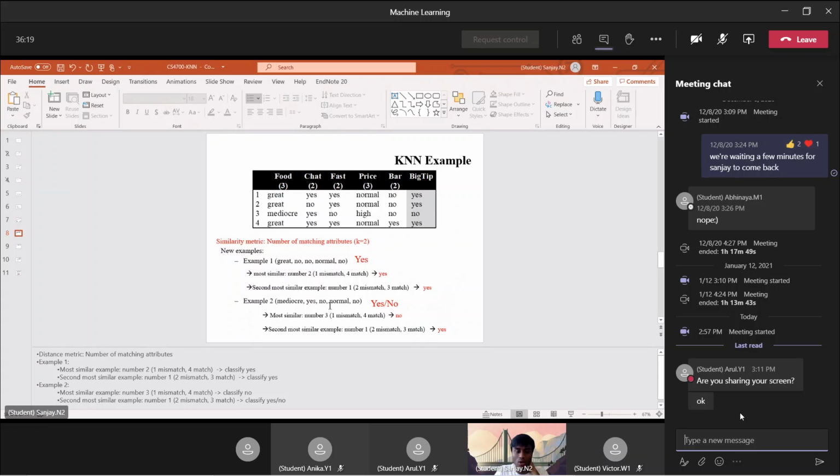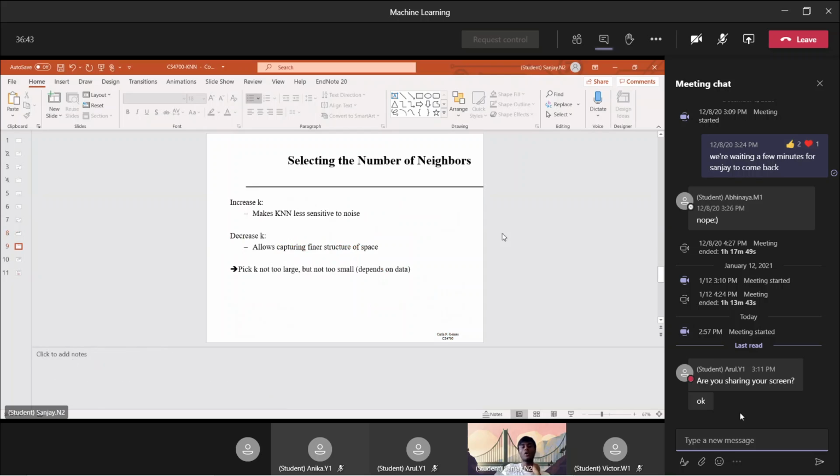So with the second example, we do the same thing again, where the most similar example is a no, but the second most similar example is a yes. So therefore, the similarity metric for this would be a yes/no, which in terms of class would probably output something like 0.5 instead of 0 or 1. All right.